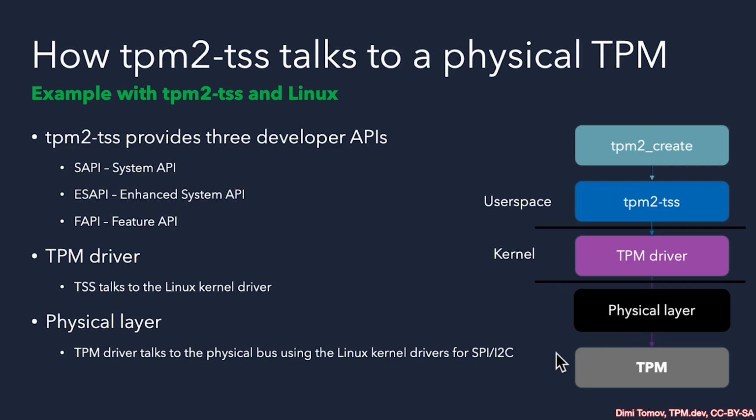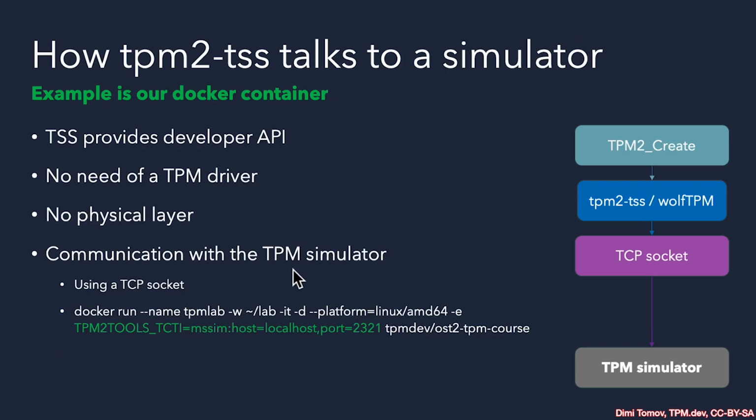Now, with that being said, let's look at the situation with a software TPM or a simulator. In our Docker container, we will use eSAPI, and we can do the same with SAPI and FAPI as mentioned. It doesn't matter what the TPM type is. We use eSAPI, and because we're running a TPM simulator that listens on a network socket, we don't need a TPM driver. The TPM command that the TSS will prepare based on our API call will be sent directly to the TPM simulator over the socket. So there's no physical layer, as shown here. We just directly reach the TCP socket, and from there, the simulator responds to us, and we handle that and we complete the operation.